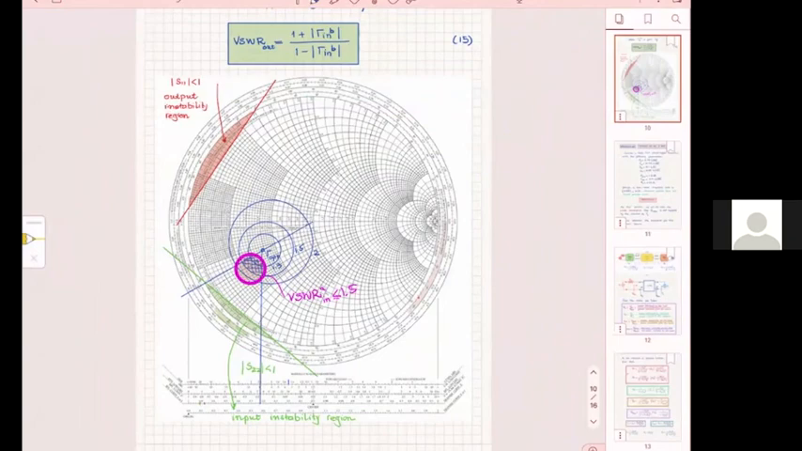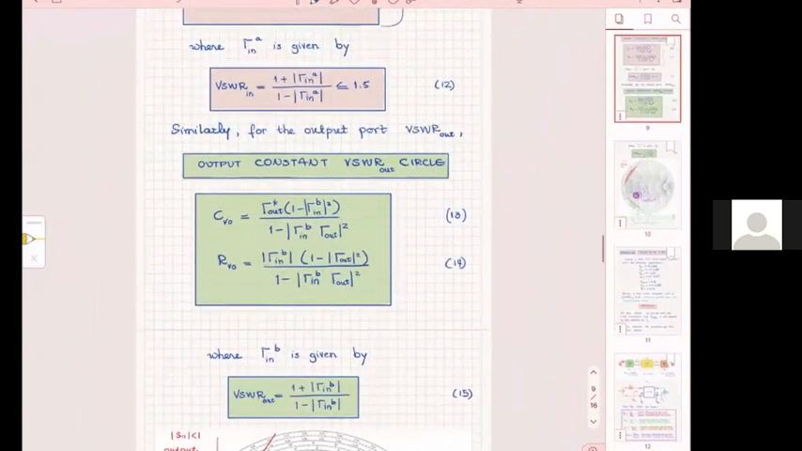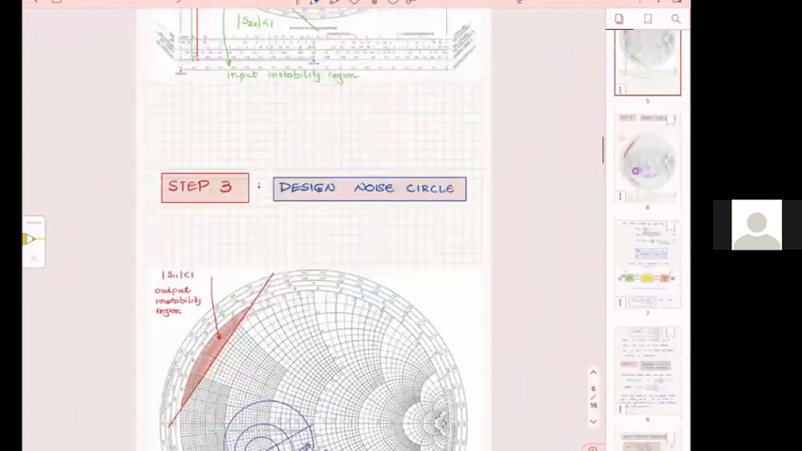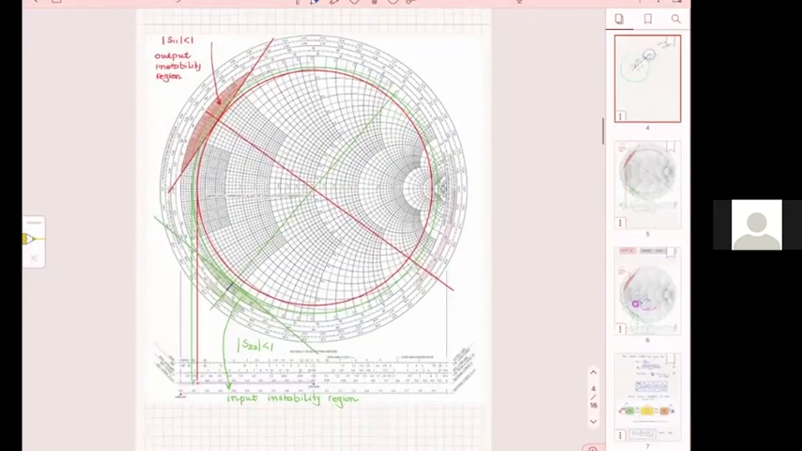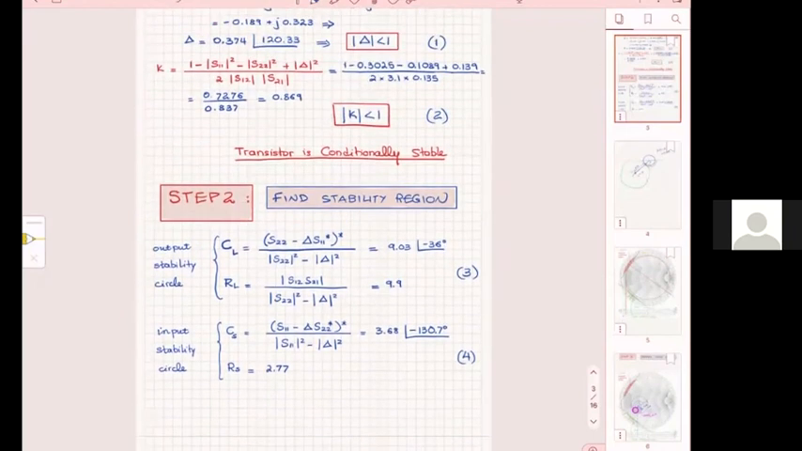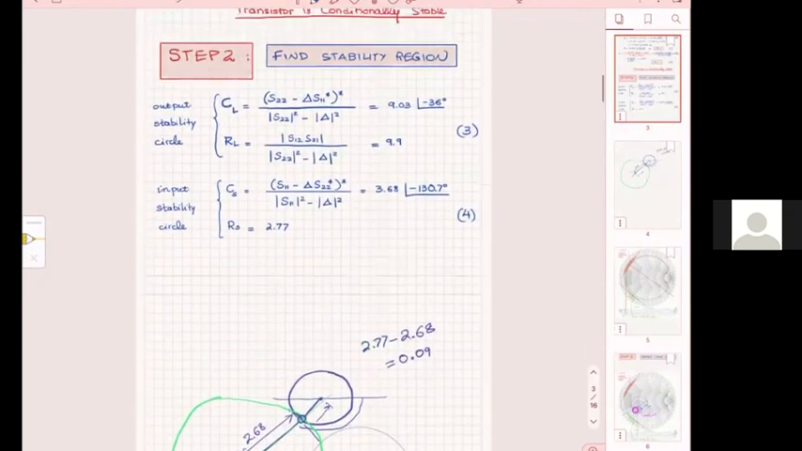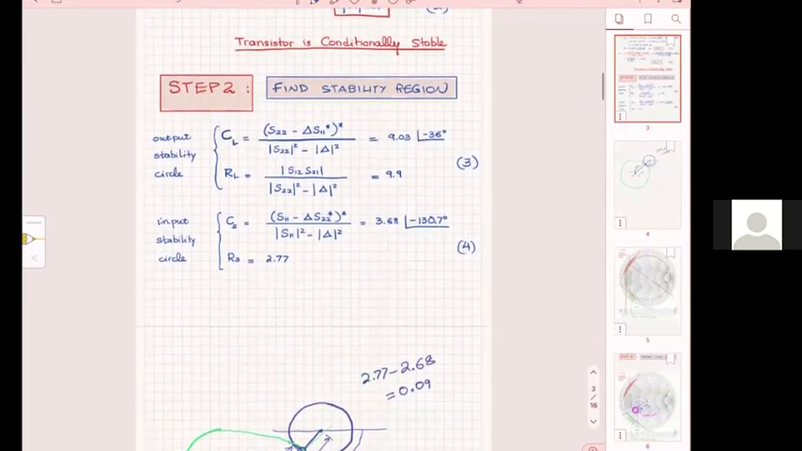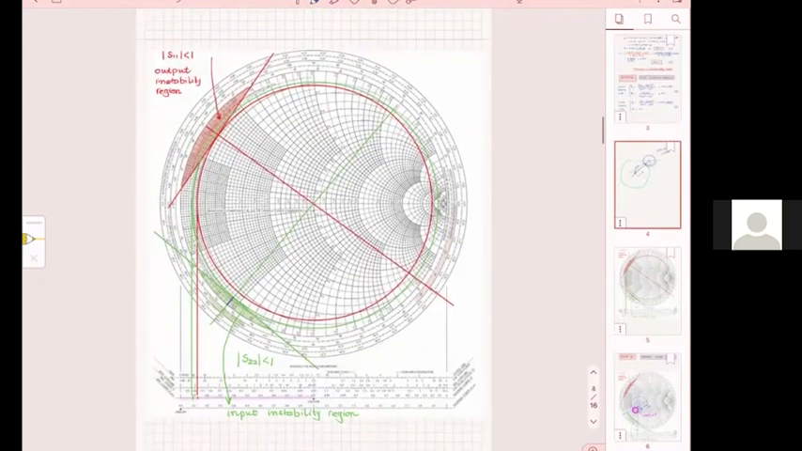Can you go back up to where you found the stability circles? Where the equations for it are. So it says the center is 9.03 and the radius is 9.9. That's for the output, the red one. Wouldn't that result in the circle ultimately being across the center of the Smith chart? This one, the red one.